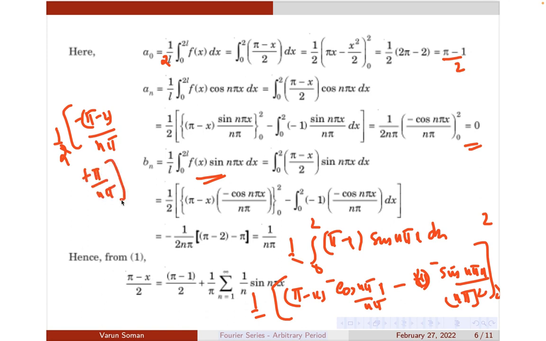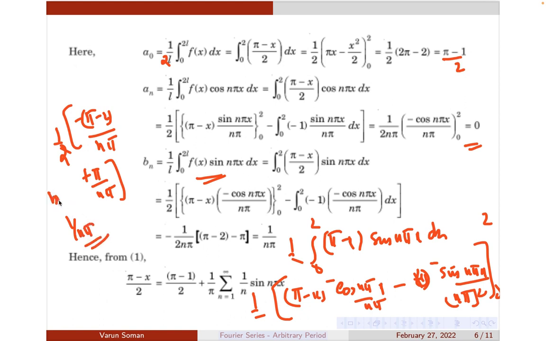So from here you will be getting the value. When you apply the limit of pi also, it will be pi by n pi there. Here it is minus pi, so pi will get cancelled out, and you will be getting just 2 by n pi there. So 2 by 2 is there, and you will be getting the value just 1 by n pi. Okay, so that is the value of your bn.